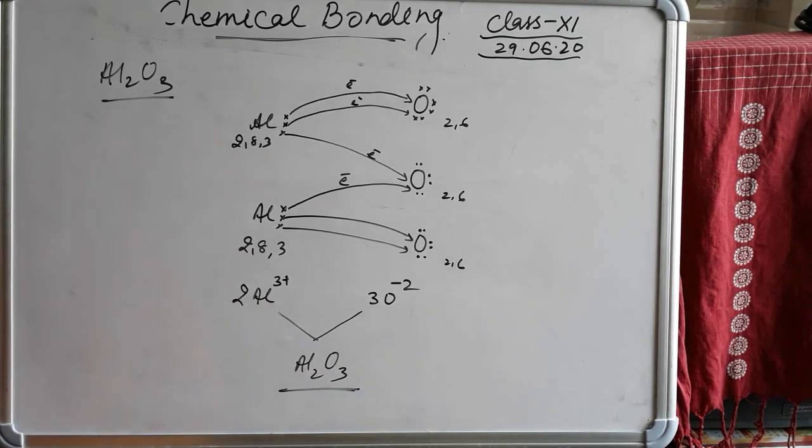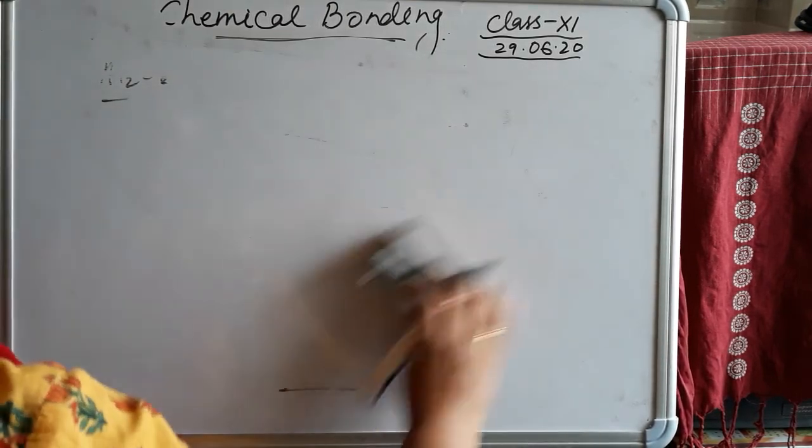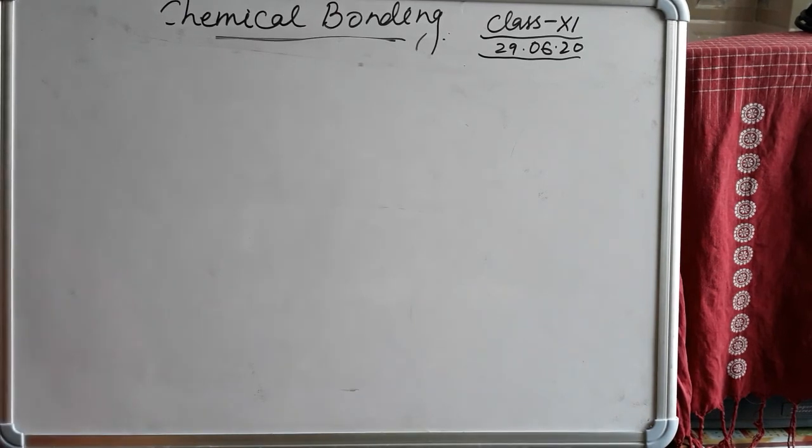In the next video we will discuss the covalent bond. Students, draw the electron dot structure, learn the chemical properties and the reason for the formation of ionic compounds. What is the characteristic of an electrovalent compound? Try to complete the questions given in your NCERT book related to the electrovalent bond. Okay.